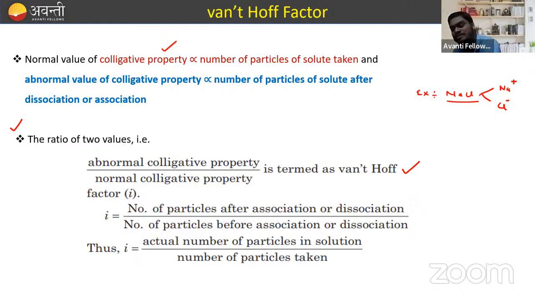So this is all about the abnormal colligative property to the normal colligative property, because we know that the abnormal colligative property is the number of particles after dissociation or association, and the normal colligative property is the number of particles before association or dissociation. Thus we can define i as the actual number of particles in the solution divided by the number of particles taken. So we can define i in many ways, and each one has the same meaning, right? So this is how we can define Van't-Hoff factor. I hope this is clear to you all.